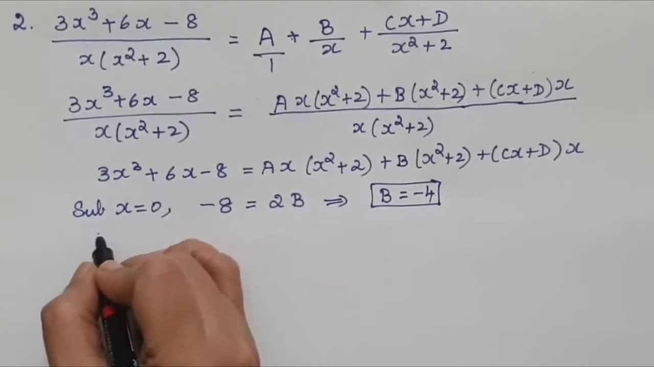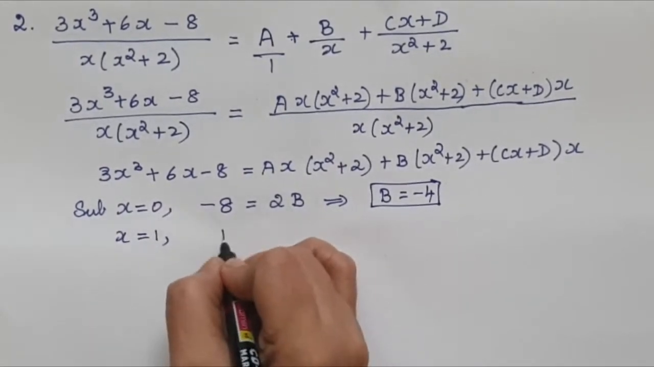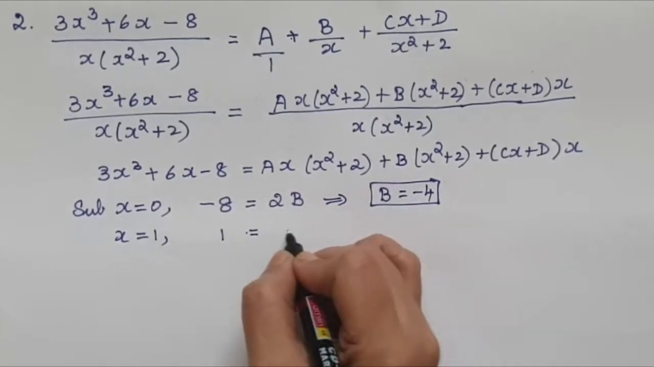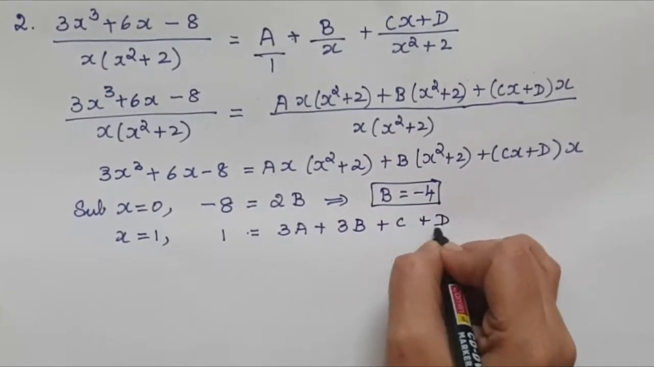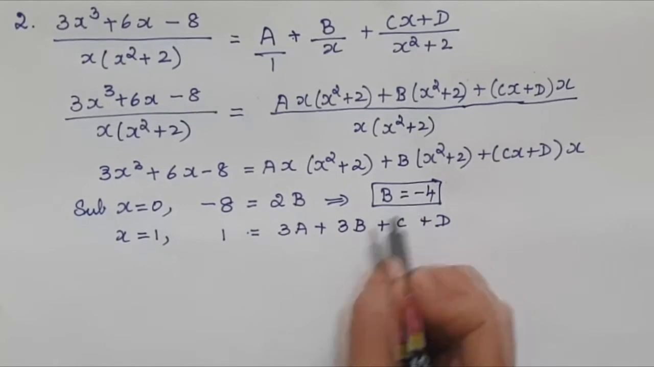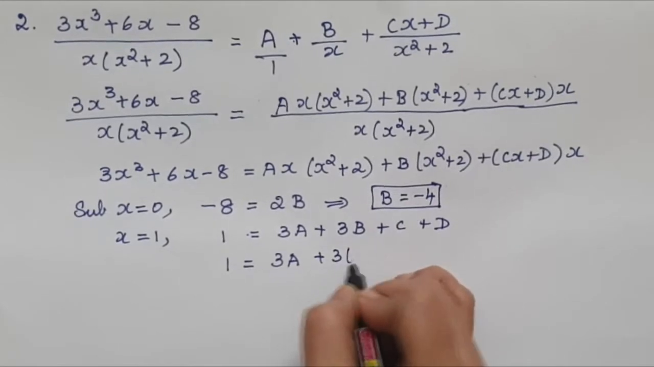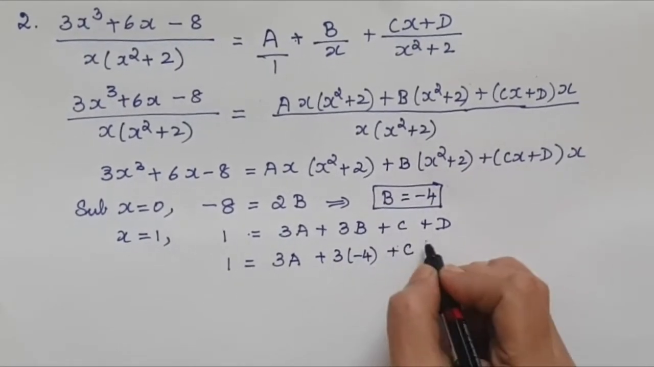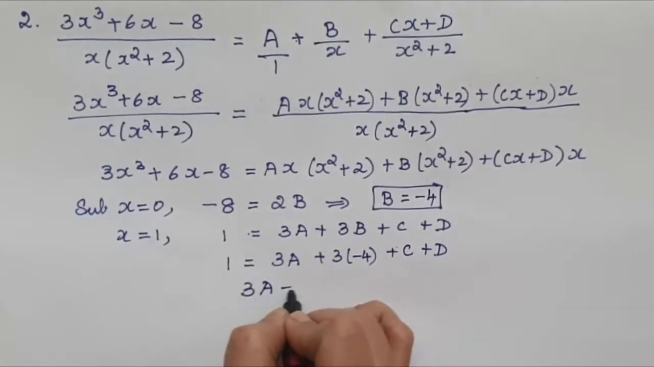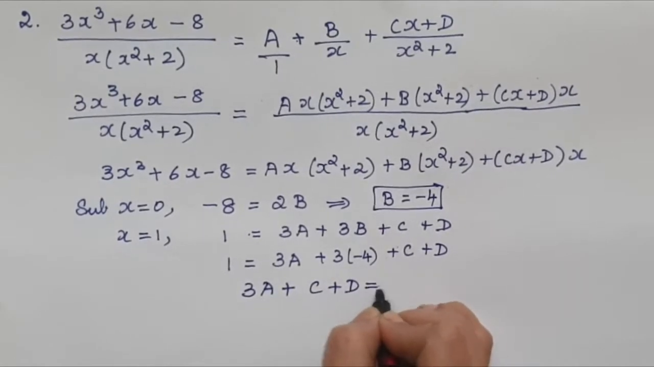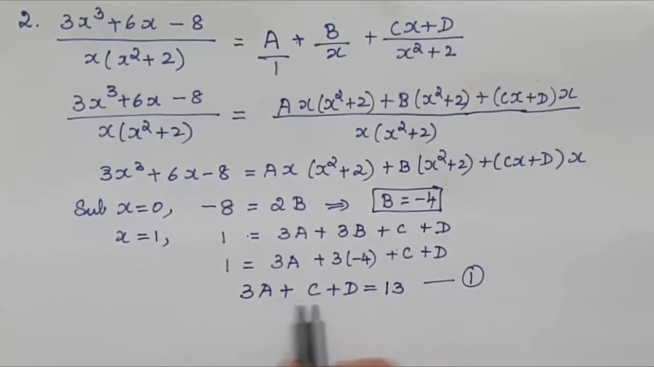We will substitute x equal to 1. When we substitute x equal to 1, the expression becomes 1 equal to 3a plus 3b plus c plus d. Now we substitute the value of b which we have got. So, 1 equal to 3a plus 3 multiplied by minus 4 plus c plus d. When we simplify this, we get 3a plus c plus d equal to 13. Let us call this our first equation.